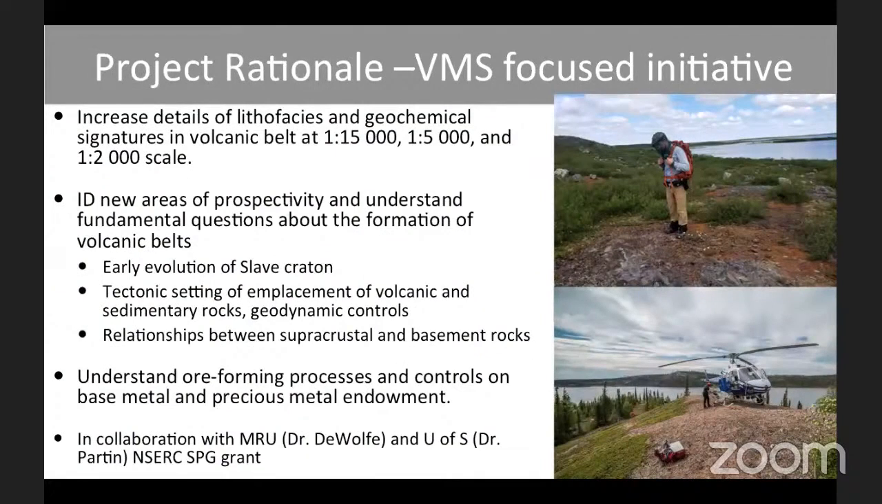So the project rationale in the most simple terms is to look at details of the lithofacies and geochemical signature in volcanic belts. A lot of the mapping has been taking place at about 1 to 15,000 scale, with complementary transect mapping at 1 to 5,000 and 1 to 2,000 scale. The work is being conducted both in areas of known VMS mineralization and in areas that appear to be under-endowed.